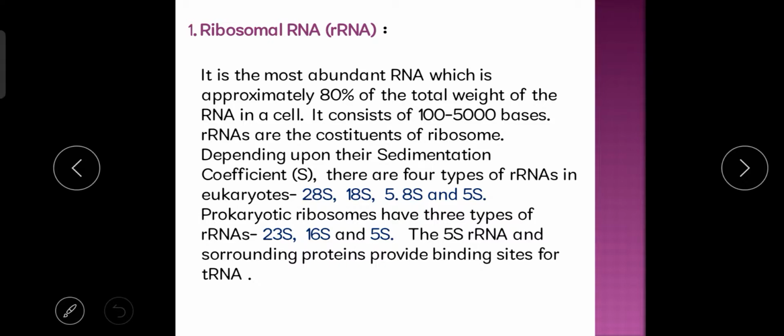So what is the function of ribosomal RNA, and how many different types of ribosomal RNAs are found in the cell? Ribosomal RNAs are the most abundant RNA in a cell. What does it mean? Suppose out of 100%, 80% of the RNAs present in a cell are ribosomal RNA. Why are these known as ribosomal RNA? Because these RNAs are found in the ribosome, which is a cell organelle present in the cytoplasm of a cell.